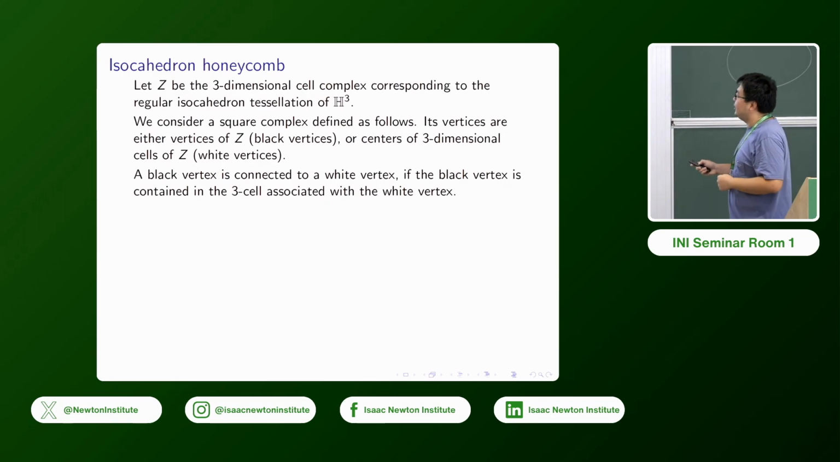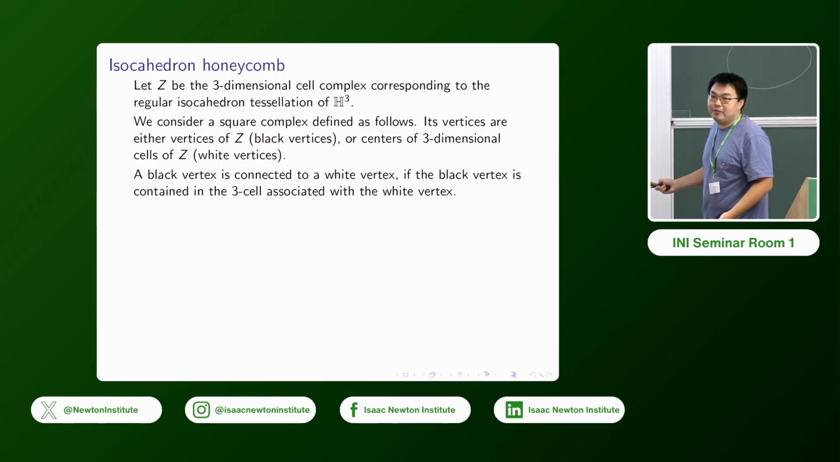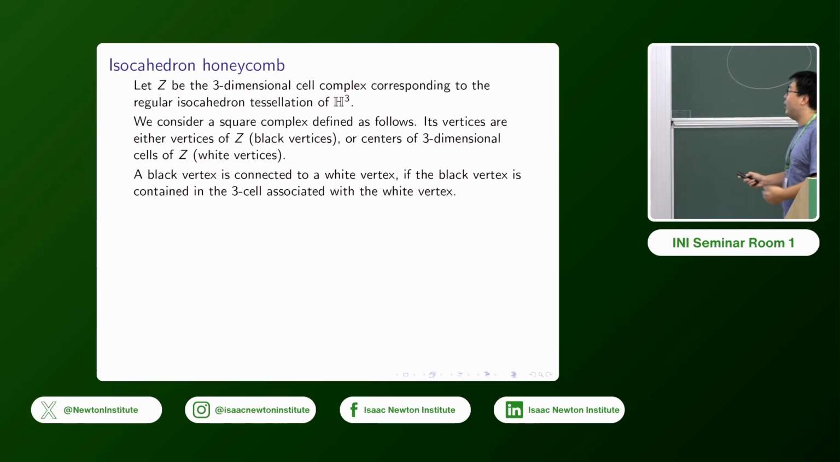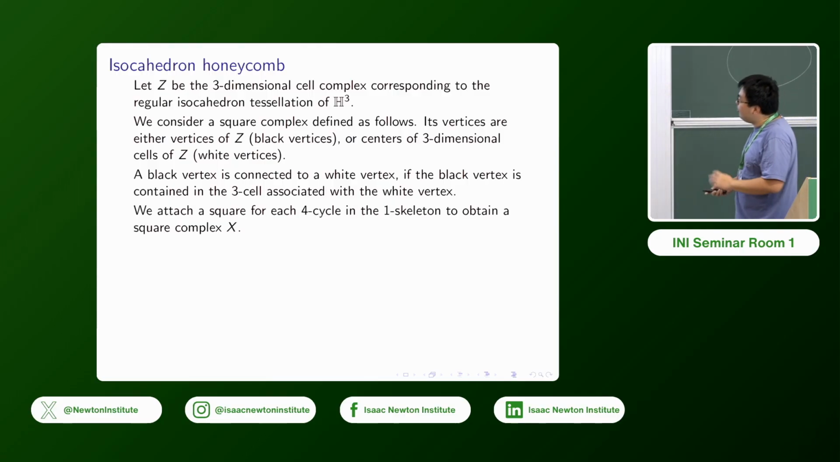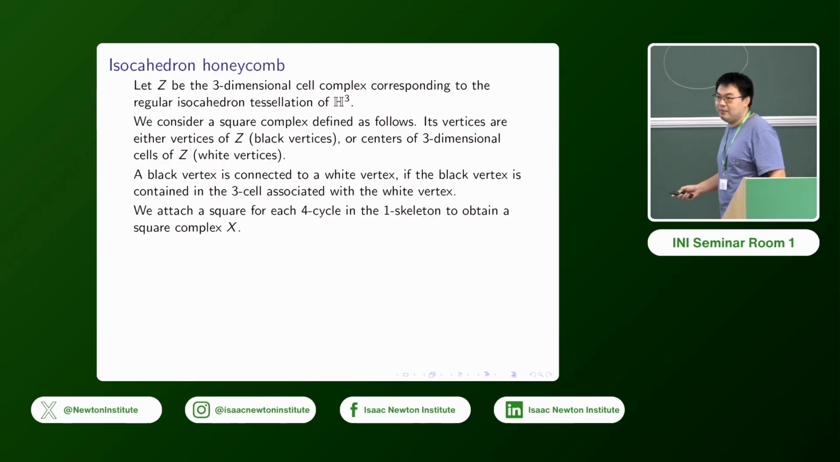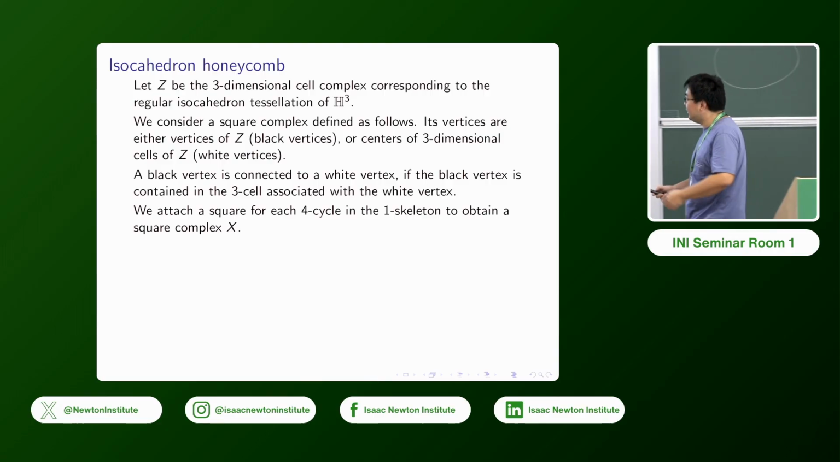And these are the only edges I'm considering, okay? So this will make the one skeleton become a bipartite graph, right? Because I have the black vertices and I have the white vertices. All the edges are between black and white, okay? And then now I'm going to attach a square for each 4-cycle in the one skeleton to obtain a square complex. Okay, so that's the square complex I'm considering.